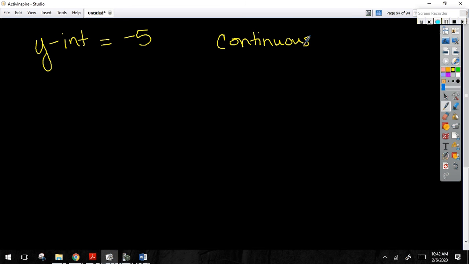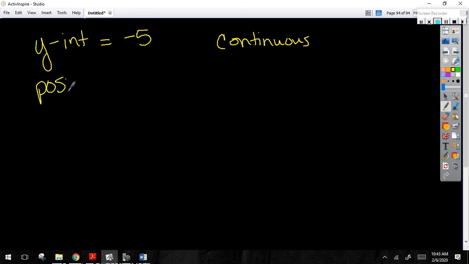Okay, here are the criteria. The y-intercept is -5. The function is continuous. So it can't be a straight line, because it's non-linear. The function is positive.